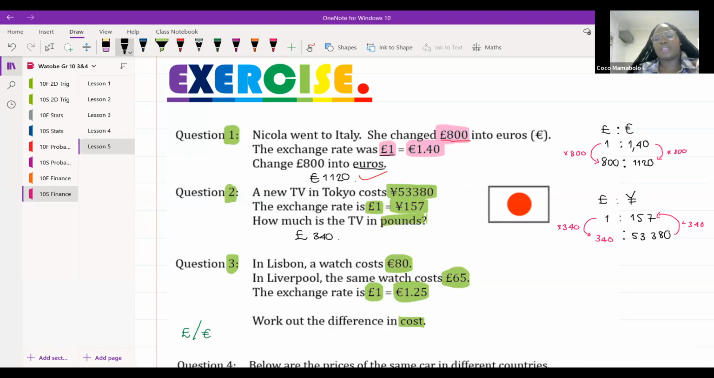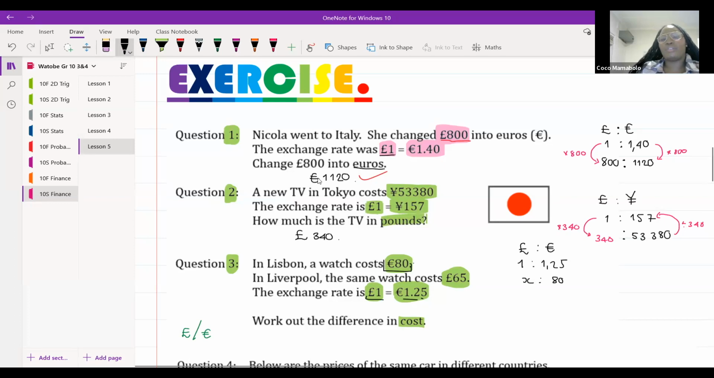So what we can do is compare pounds to euro. I'm going to use euro and pounds, and then I'm going to use the euro number to figure out how much the pounds is. So I'm going to go 1 pound is to 1.25 euro. Now I know I've got 65, oh, sorry, line. This is X. I don't know how many pounds I have for every 80 euro.